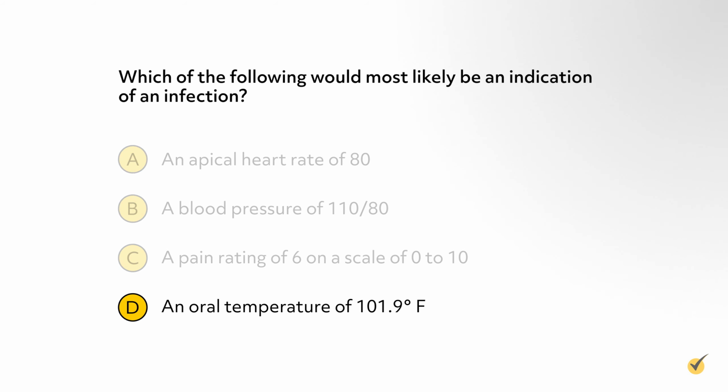If you chose D, an oral temperature of 101.9 degrees Fahrenheit, you're correct. A higher than normal temperature is most likely the body's way of heating up to fight off bacteria, which causes an infection. The other options are normal and may not be an indication of an infection.